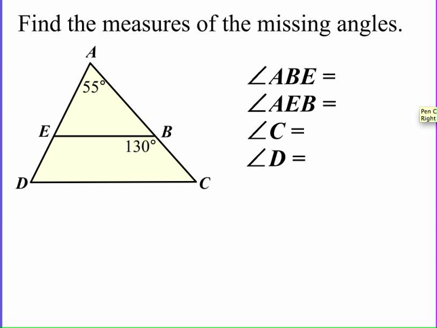First of all, I have ABE. ABE is right here. Remember, the middle letter is always the vertex of our angle. So what will ABE equal? 50. Why 50? A straight line is 180. You've already used 130. AEB, what's that got to be if this one's 50?